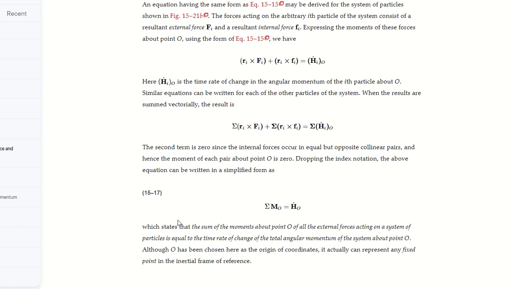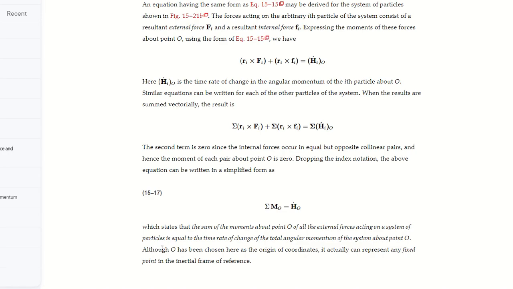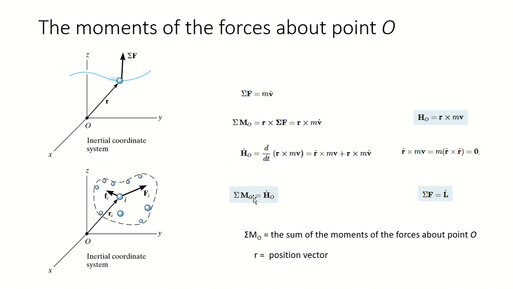If you can just read it, and know that the sum of these moments about point O for all of your external forces acting on that system of particles is equal to this, which is the change of your total angular momentum about that point. Our measure point is O anyway. So if you know that, that would be cool. This is the sum of your moments, and that is the total angular momentum, which is this.